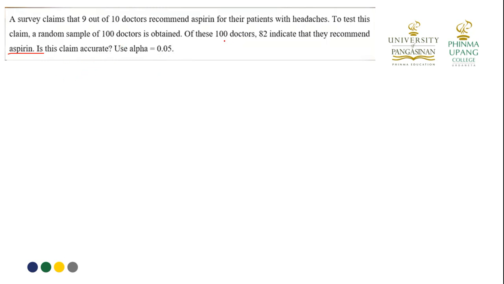Okay? Kung papansinin nyo po, may binanggit po dito na 82 at yung 100 doctors. Ibig sabihin po yung 100 na yan, kung kitang-kita nyo naman yung word na random sample, so yung mga given, ang first na gagawin nyo is kunin nyo yung mga given. So, N is 100. Then, kitang-kita sa problem na yung P hat mo is 82 all over 100. Kitang-kita po yan ha sa problem. Na P hat is 82 all over 100.